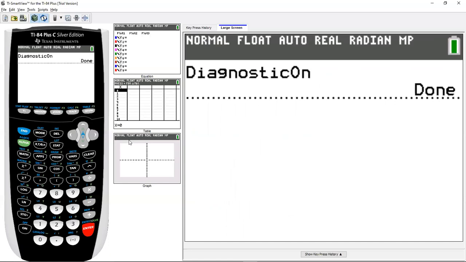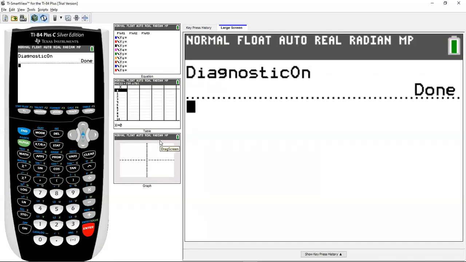Okay. So for safety's sake, you can maybe make a point of doing that each time, but as long as you don't tamper with your calculator settings, once you do that, it should stay that way until you turn the diagnostic off.